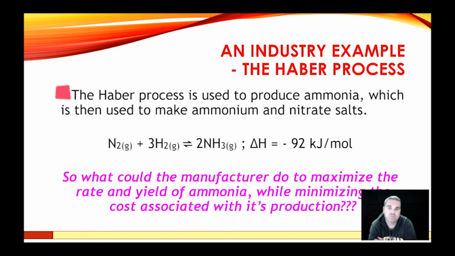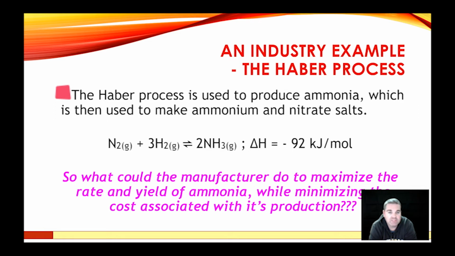So the first one we're going to look at is the Haber process. The Haber process is used to produce ammonia, and we've got our equation here. It's nitrogen plus hydrogen to give ammonia. We get a delta H value of minus 92 kilojoules per mole. Hopefully you've got a bit of understanding about enthalpy. A negative enthalpy value implies that the reaction is exothermic, so energy exits the system.